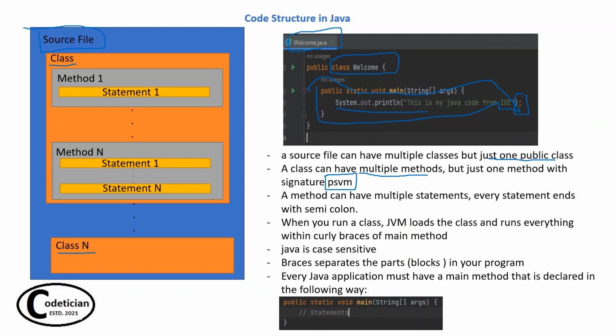Now, when you run a class, JVM loads the class and then runs everything that is present within these curly braces of the main method. So whenever we are running a class, what the JVM does is it loads the class and runs everything within the curly braces of the main method.